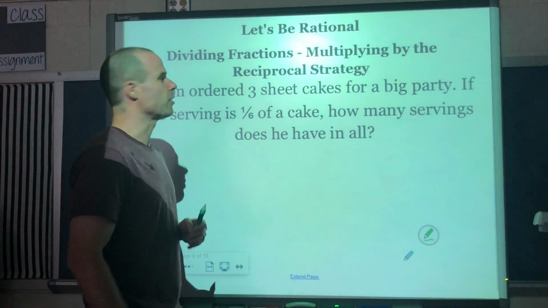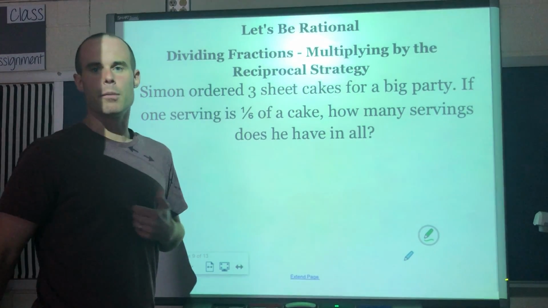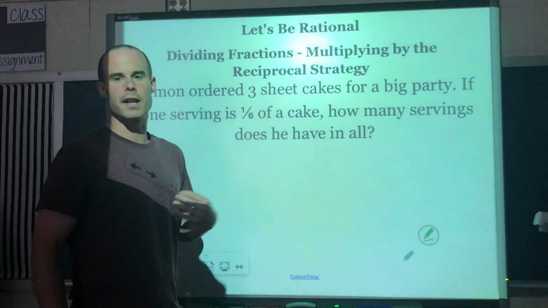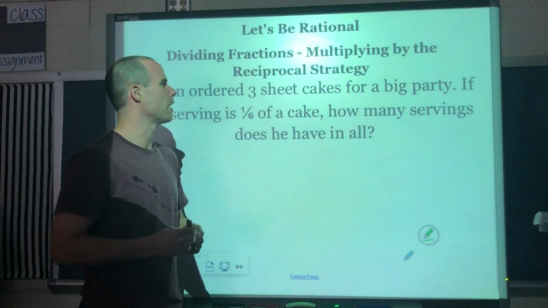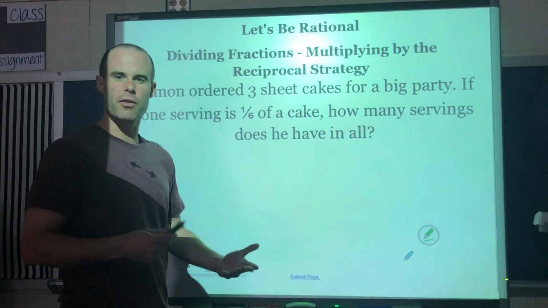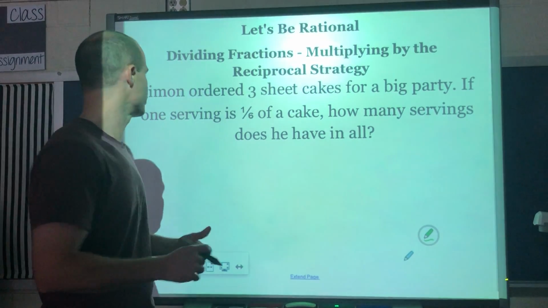This problem is from our Let's Be Rational unit. And what we're going to talk about with this problem is dividing fractions, but we're going to really focus on a strategy called multiplying by the reciprocal. So a little bit different way to think about dividing fractions.